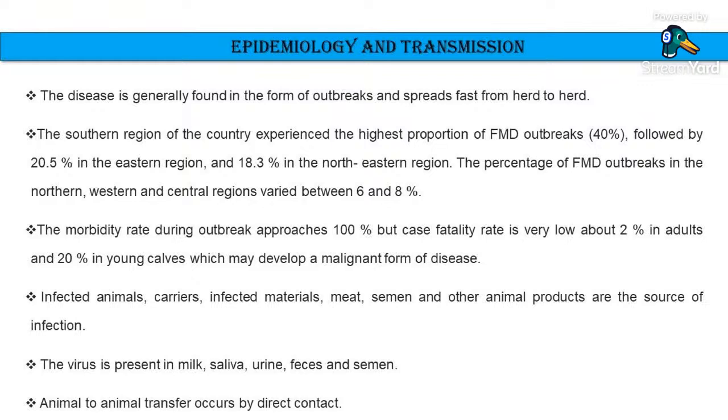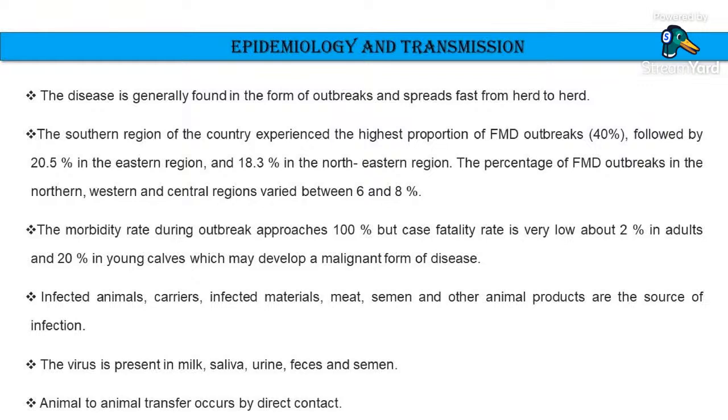And if we are talking about our country, India, the southern states experience the highest proportion of the outbreaks, which is followed by the eastern states and then the northeastern states. The proportion is shown, for example, the southern region gets affected, 40% of the outbreaks are there. Out of the 100%, 20.5% is found in the eastern region, and in northeastern, it is 18.3%. But in the northern, western, and central regions of our country, the proportion of outbreaks is only 6 to 8%. Now we will talk about the morbidity rate.